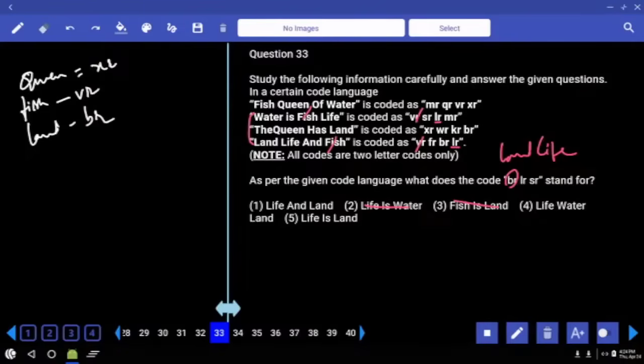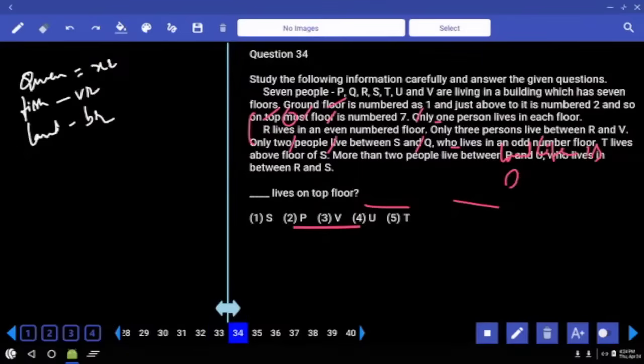Where is SR for us? Only in the second, nowhere else. Water is fish life. Now fish is common, life is common, and next water is also common. If 3 words are common and remaining, the code for that one is: life is land. Life is land, choice 533. Then 34 onwards, first or the second.